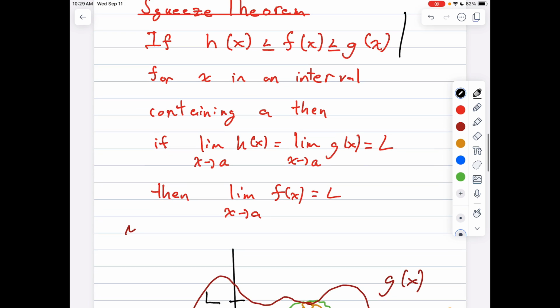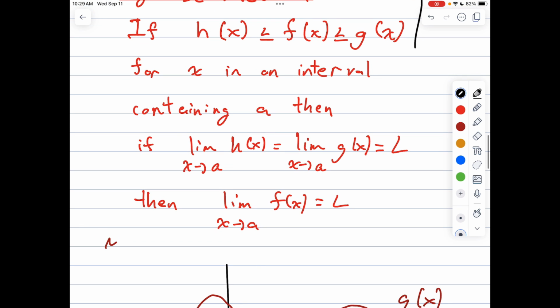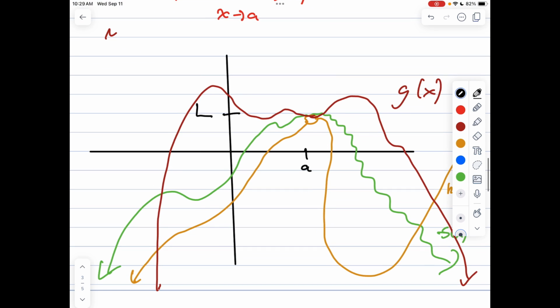And the theorem says this: if you take the limit as x approaches a of h of x, which is the smallest function, and if you take the limit of the largest function on that interval as x approaches a, and this a could be infinity, and you get the same limit L, then the limit of the middle function has to give you L as well. Okay? Graphically, this is what we're looking at.